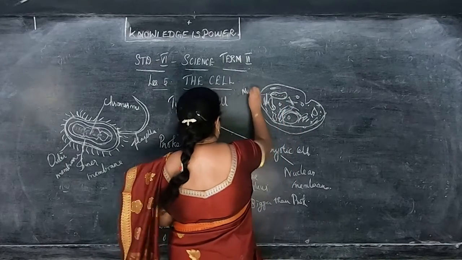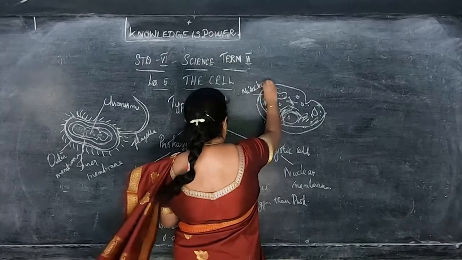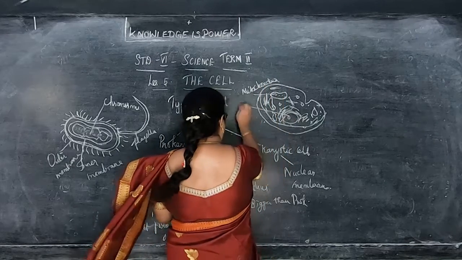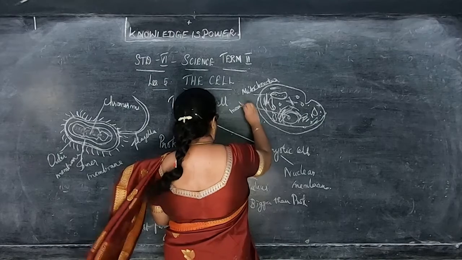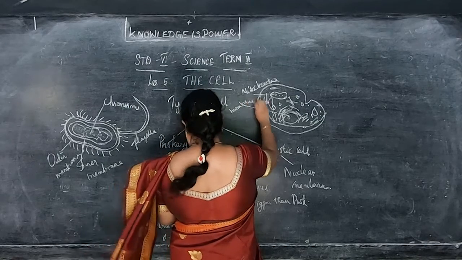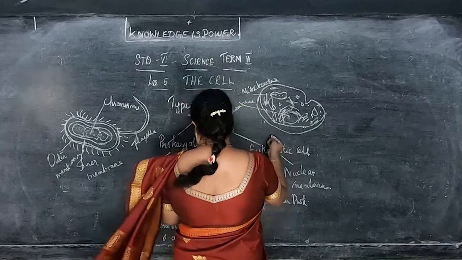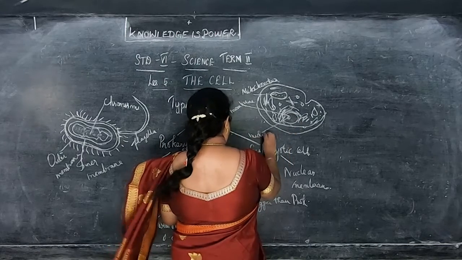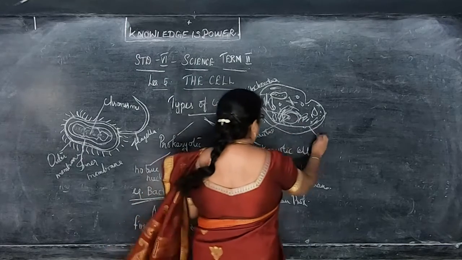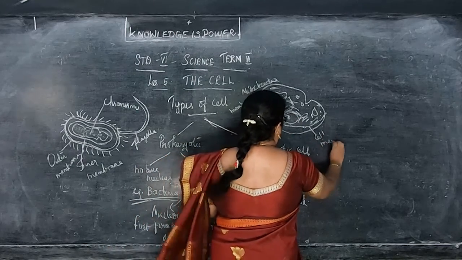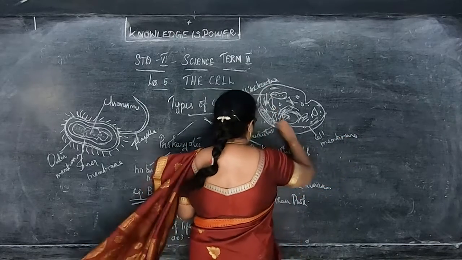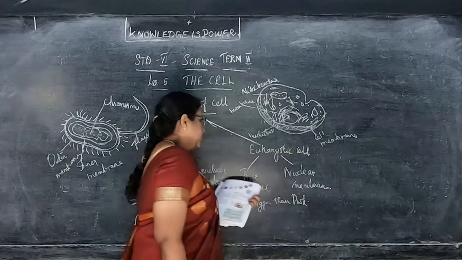So mitochondria. Membrane, nucleolus, this is a cell membrane. Okay, children. So, it's a structure of a plant cell.